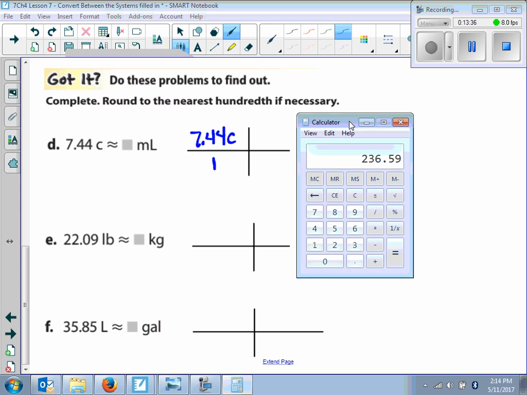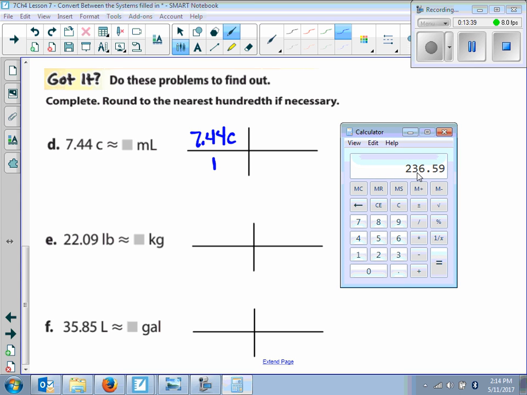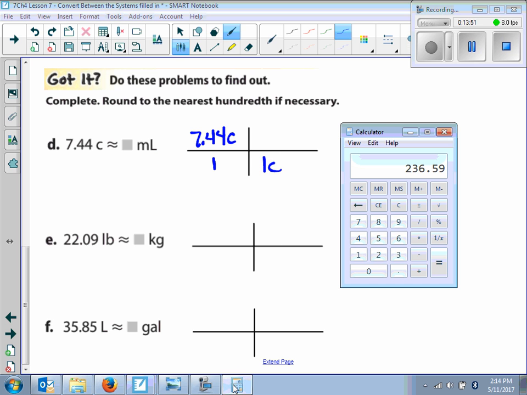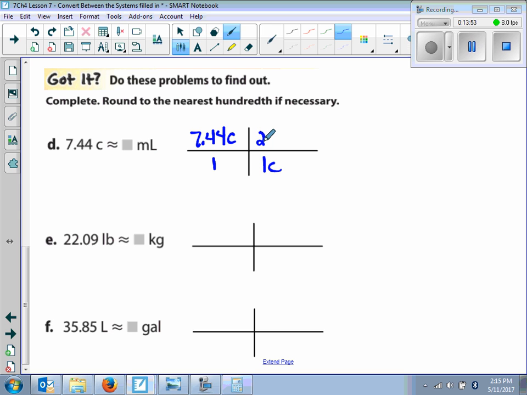Where am I going to put milliliters and cups so that cups will cancel? Cups on the bottom. Very good. So this is going to be 1 cup down here. And then what was it? 236.59. And that's milliliters in the numerator. And now you can see that the cups and cups will cancel, and we're going to multiply straight across.